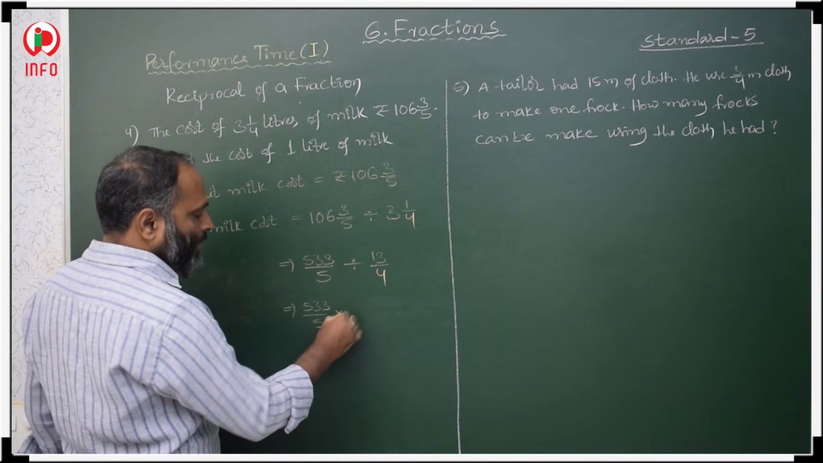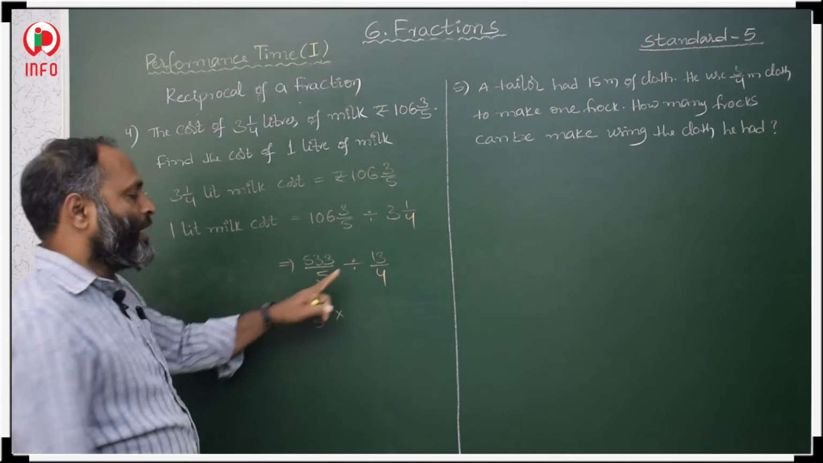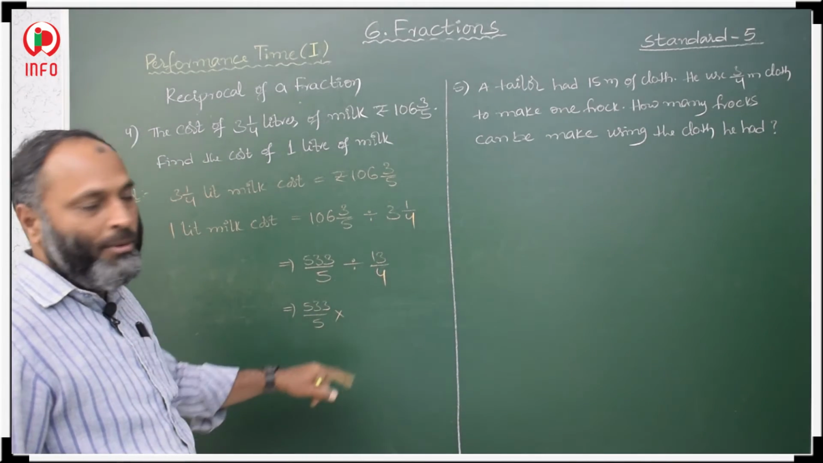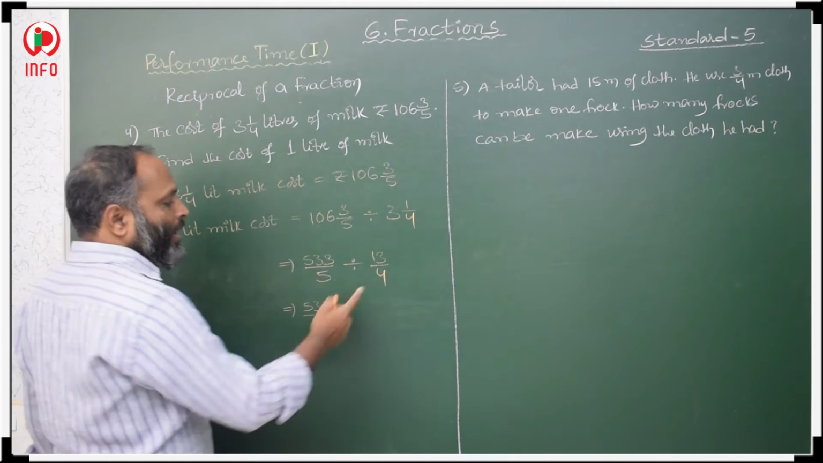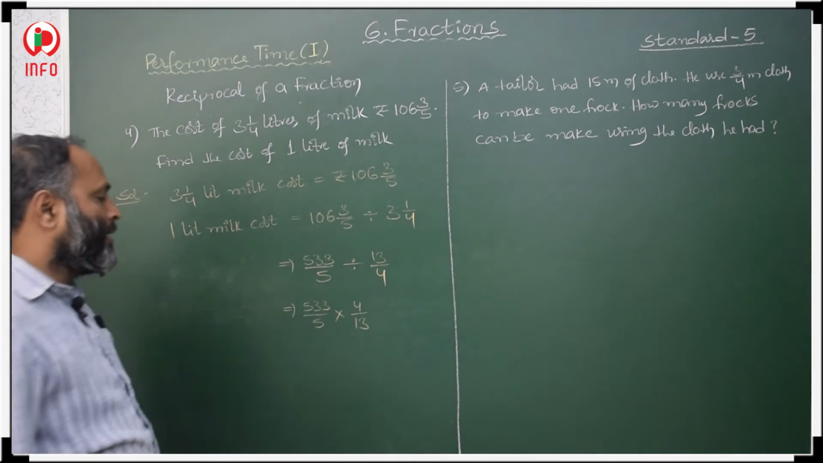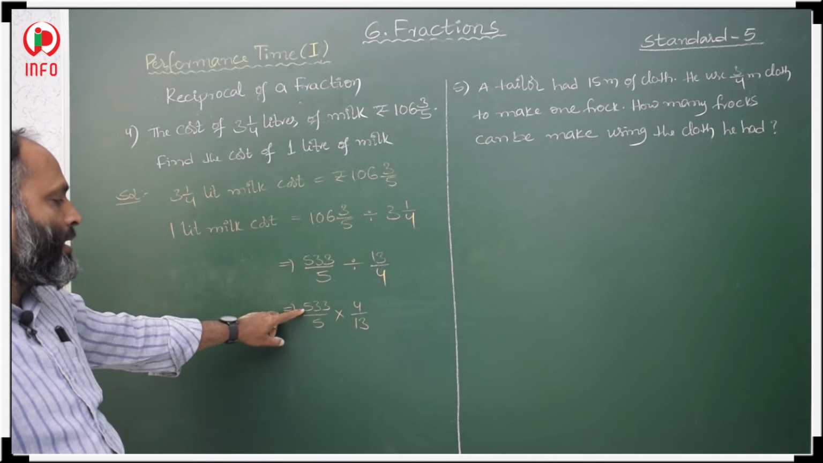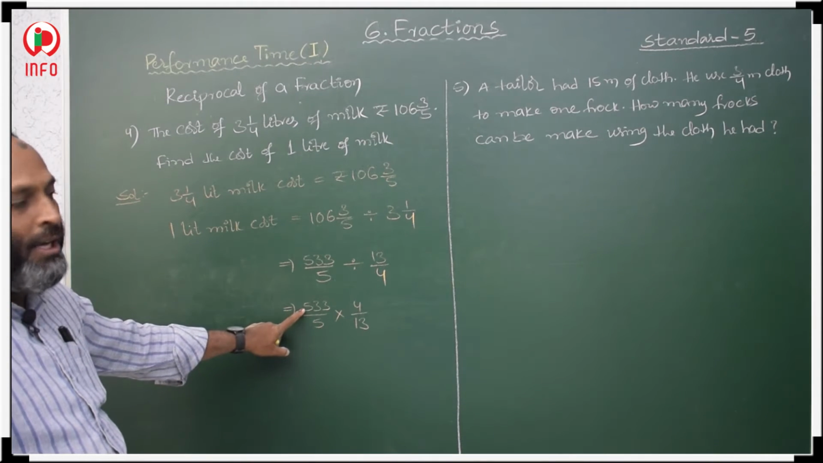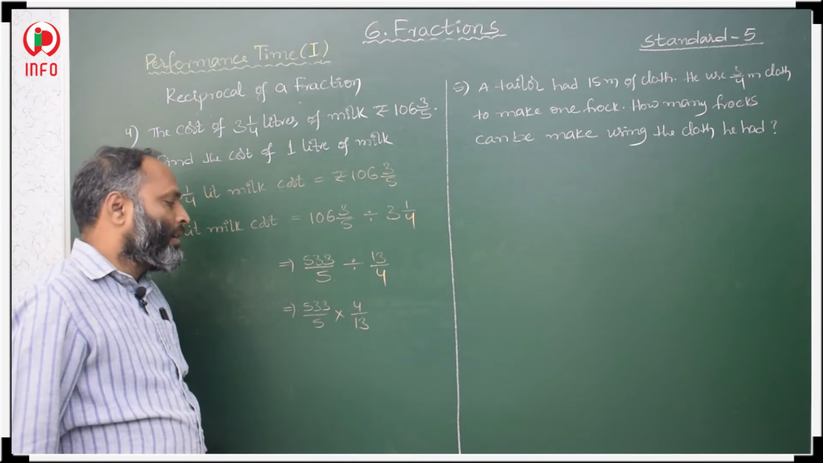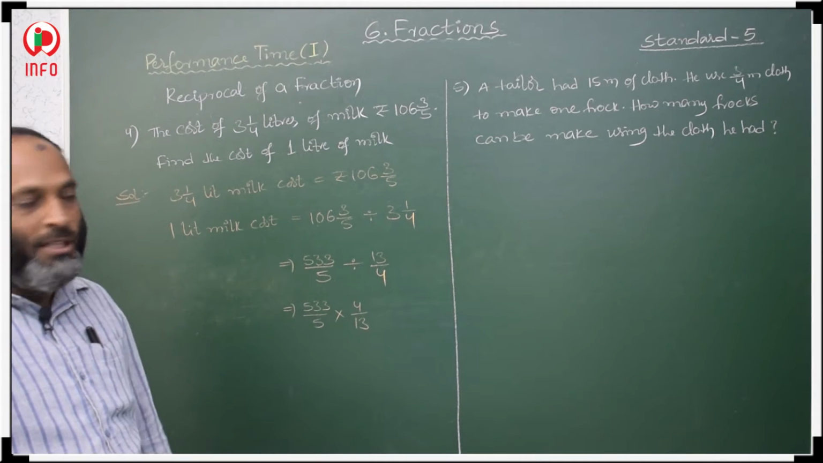533/5 into, we have to take the reciprocal. So first we change the division sign to multiplication, then take the reciprocal: 4/13. Now check whether this is divisible by 13 or not. If not, then you go for further simplification.